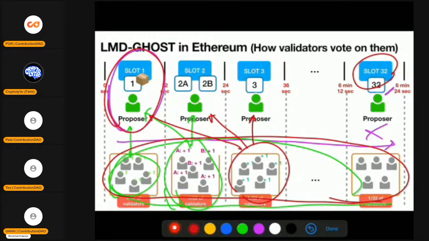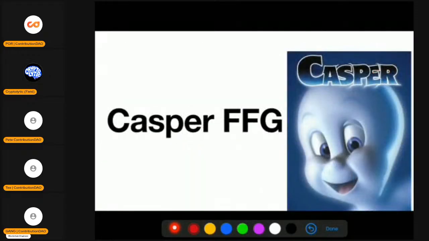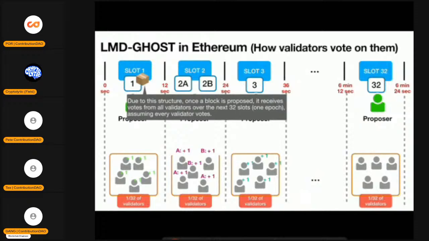So you would expect that in order for one slot to get all of the votes from the validators, you have to wait for about 32 slots, right? Okay, this is clear. Yeah, looks good to me.